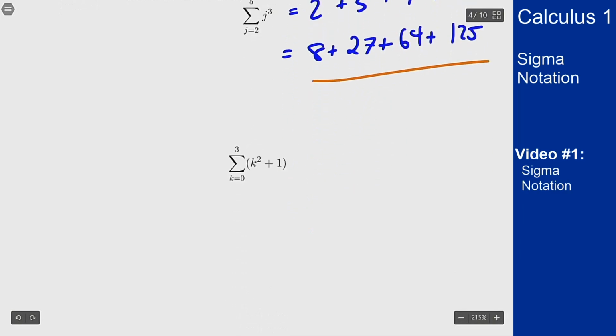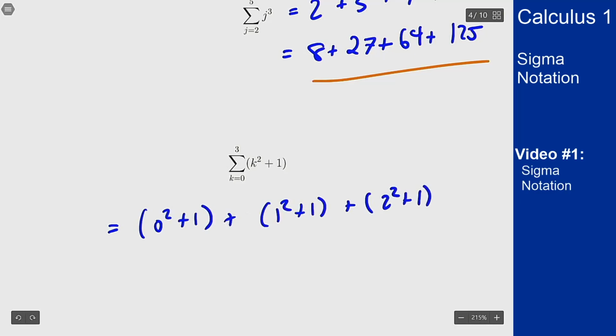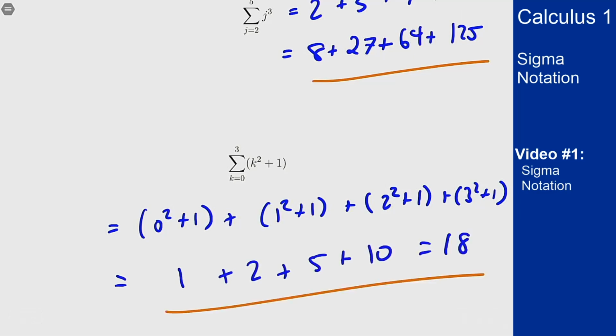For this last one, we have k from 0 to 3 of k squared plus 1. Again, any index is fine, any starting point is fine. I can just plug these in. So I'm going to get 0 squared plus 1, plus 1 squared plus 1, plus 2 squared plus 1, plus 3 squared plus 1. I can solve it from there. I get 1 plus 2 plus 5 plus 10. That's how summation notation is defined, and how you can use it to help simplify or expand out different sums, which will make it easier to write out these summations for finding approximate areas under curves with this notation.